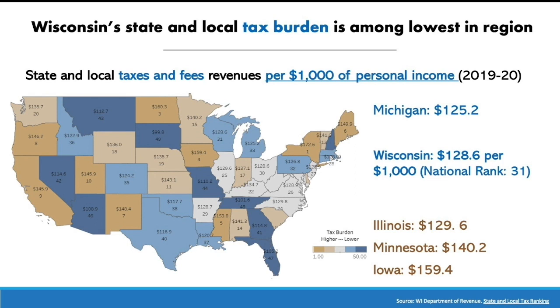In this map, the bluer the state, the lower the tax burden. The grayer the state, the higher the tax burden. You can see here that Wisconsin's state and local tax burden is the lowest of any neighboring state except Michigan, whose tax burden is very close to Wisconsin's.